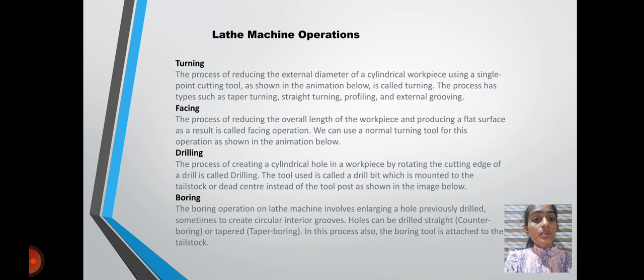Next, drilling. The process of creating a cylindrical hole in a workpiece by rotating the cutting edge of a drill is called drilling. The tool used is called a drill bit, which is mounted onto the tailstock or dead center instead of the tool post as shown in the image below.